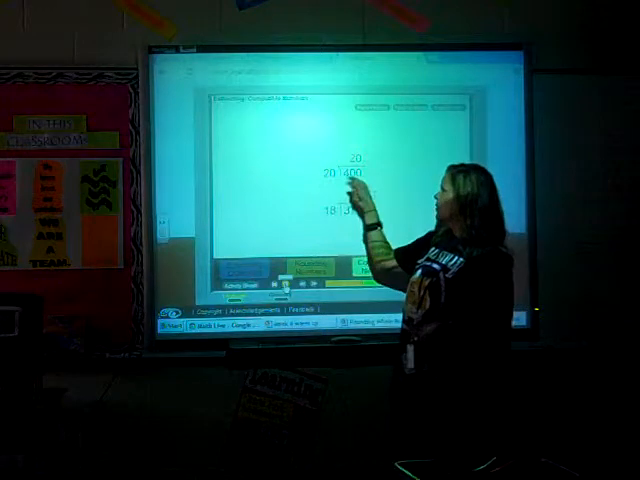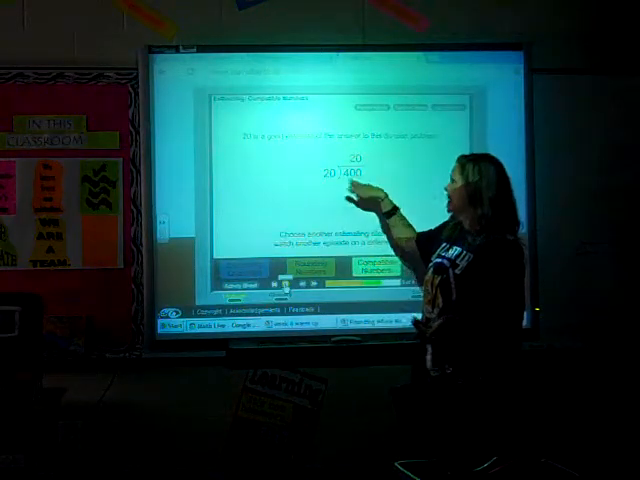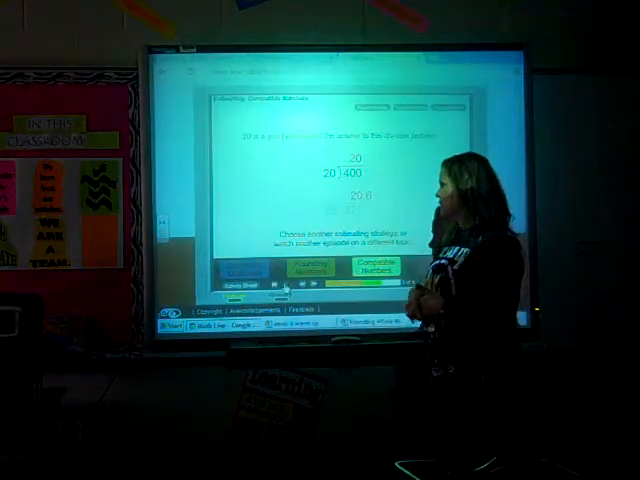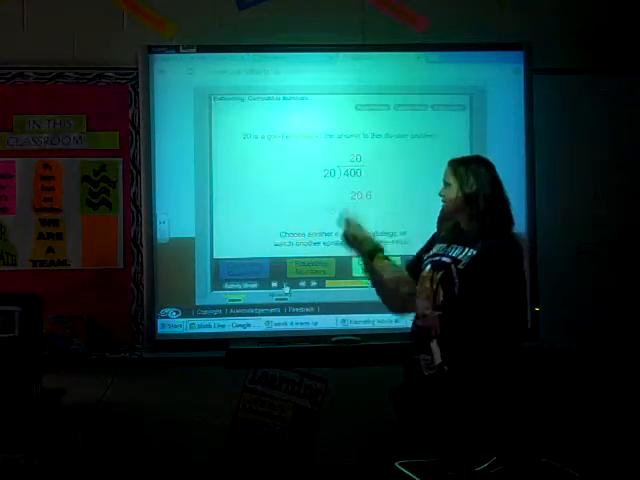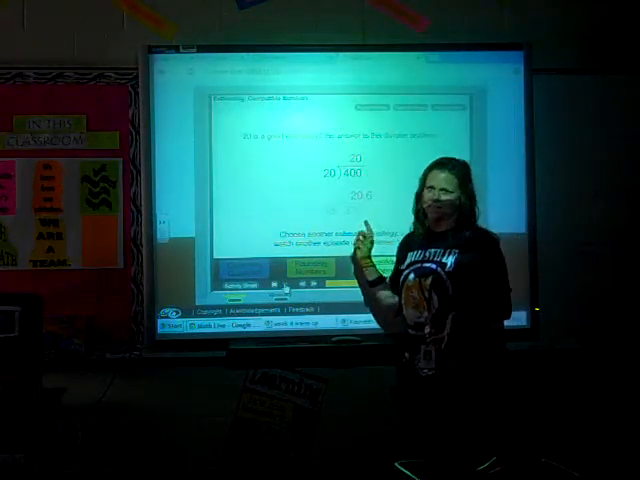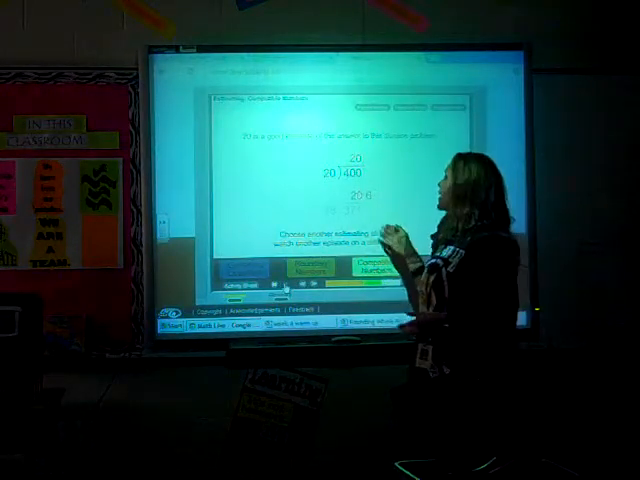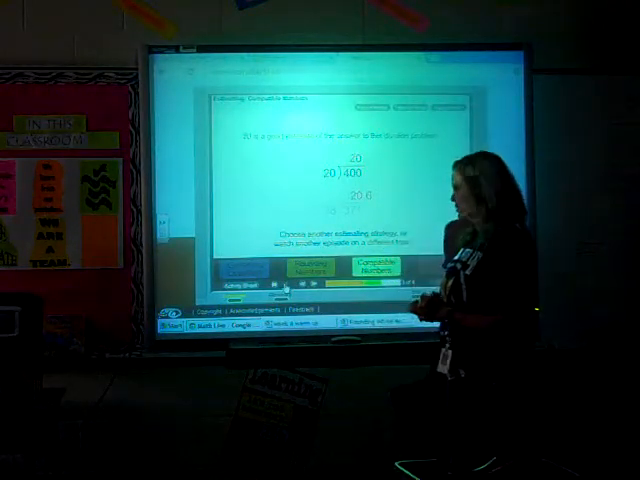And I know that 20 will go into 40 two times, and then I've got a 0 so I can just add my 0 up there. So 20 times 20 is 400. And when I actually did the problem, I got 20 and 6/10. So I'm pretty close when I'm estimating using my compatible numbers.